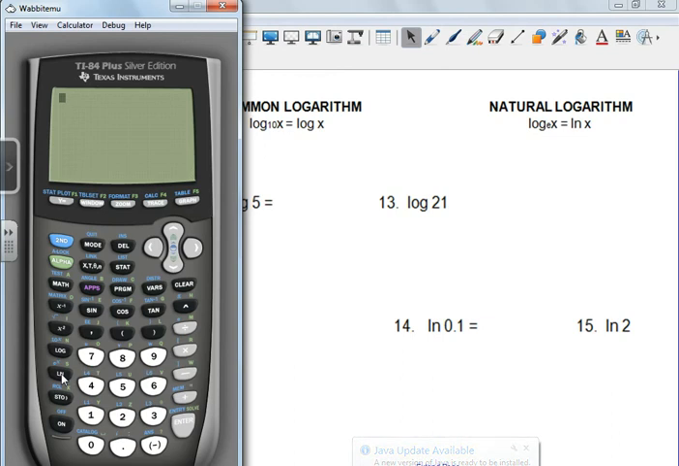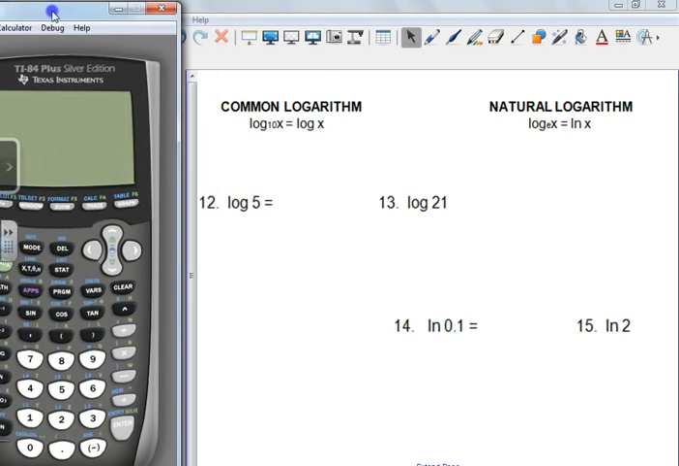Now, I don't really know why it's ln. I think it has something to do with some other language and the derivation of how they came up with natural logarithms. My guess is that it's something French. I don't know why. I just remember that from some history book. But these are the 2 types of logarithms that we can easily compute on our calculator.